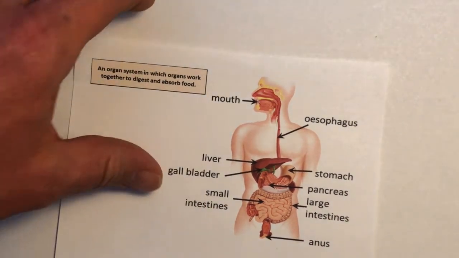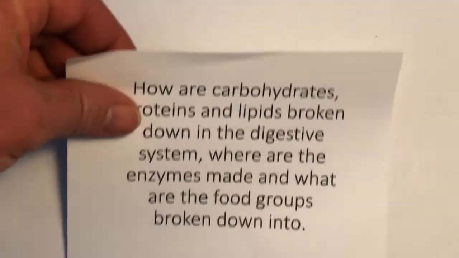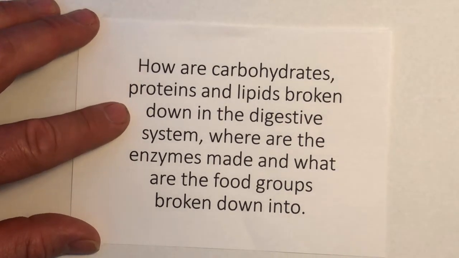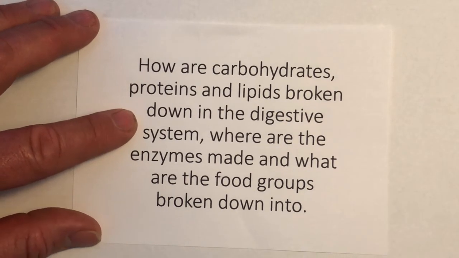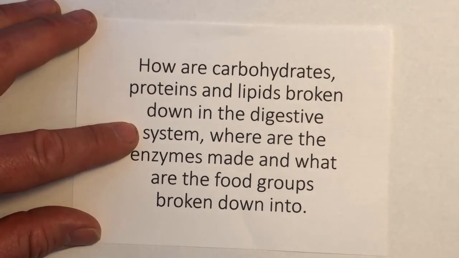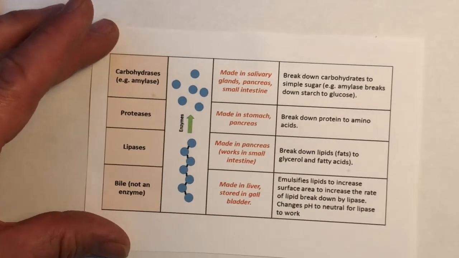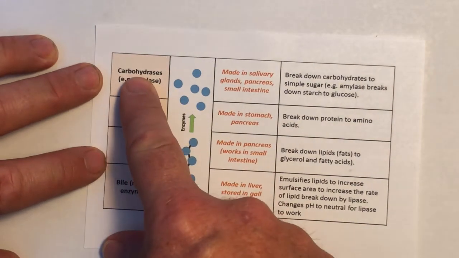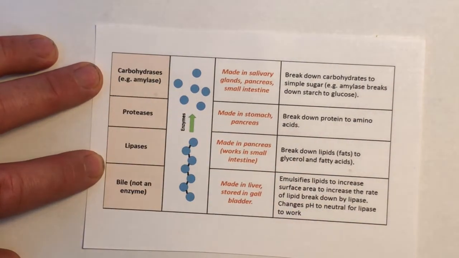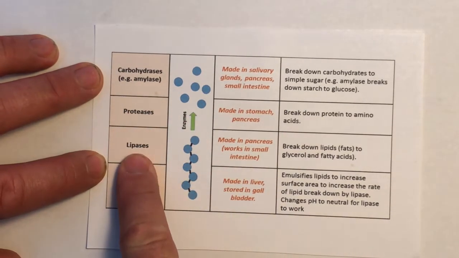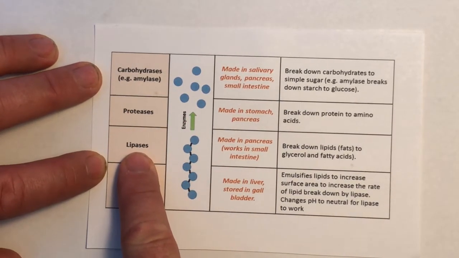Now, the actual question itself isn't asking about the organ systems. It's asking about how carbohydrates, proteins and lipids are broken down in the digestive system. Where are the enzymes made and what are the food groups broken down into? Now, food is basically broken down by enzymes. You've got carbohydrases, which break down carbohydrates. Proteases break down proteins. Lipases break down lipids or fats.